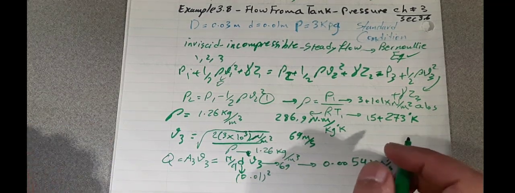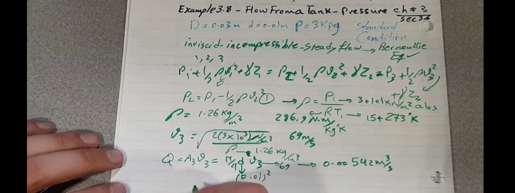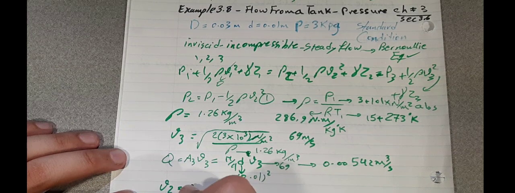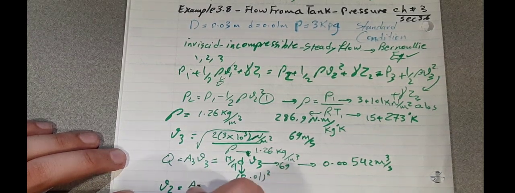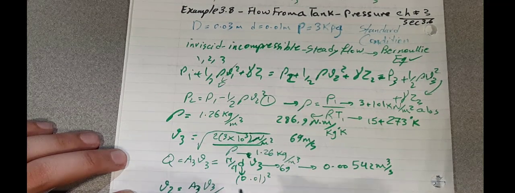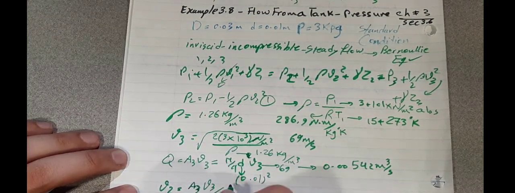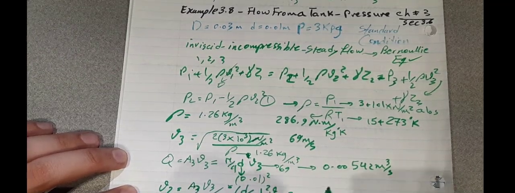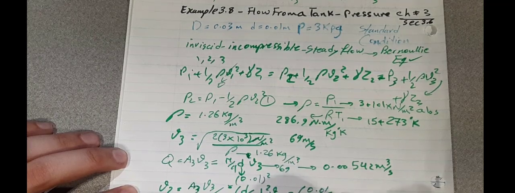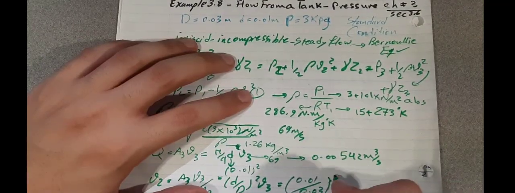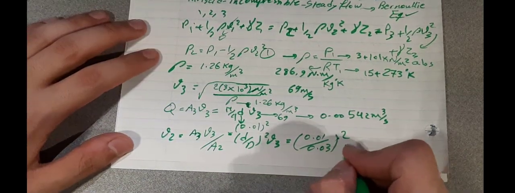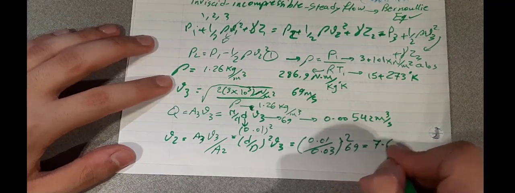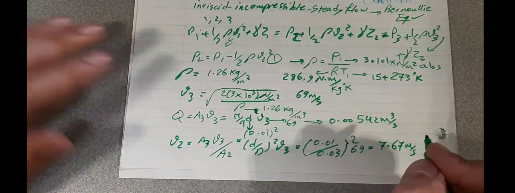Between points 2 and 3, we have the same thing, which we can gain V2 from A3 V3 divided by A2. This is going to be (d over D capital) to the power 2 V3, which is 0.01 divided by 0.03 to the power 2 multiplied by 69. Then we can have V2 as 7.67 meters per second.